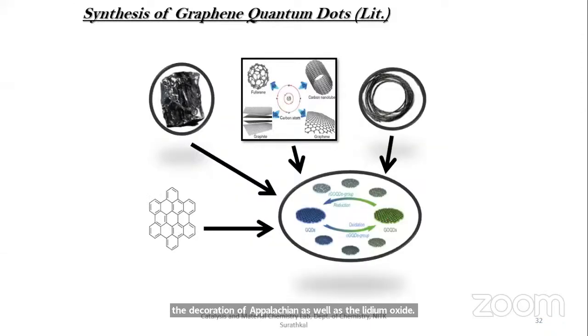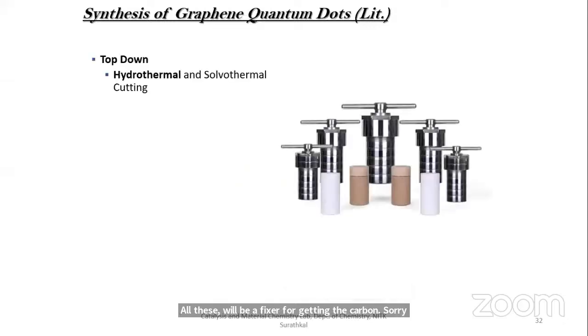Now, coming to the synthesis of one zero-dimensional material, that is graphene quantum dots. These graphene quantum dots can be synthesized from chemicals as well as from graphite, fullerenes, graphenes, then carbon nanotubes. All these will be a precursor for getting the graphene quantum dots.